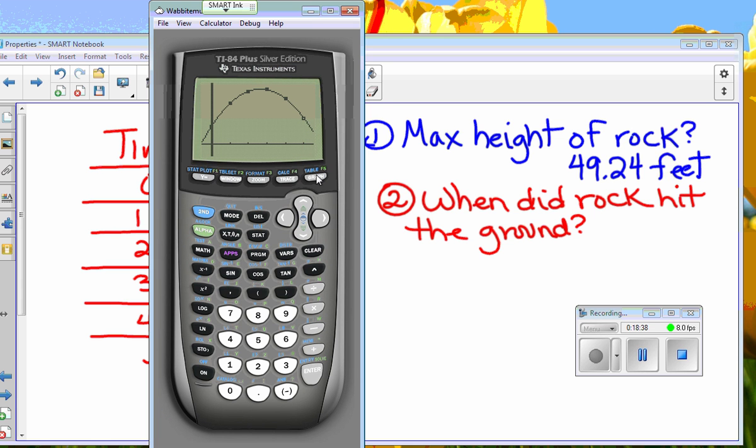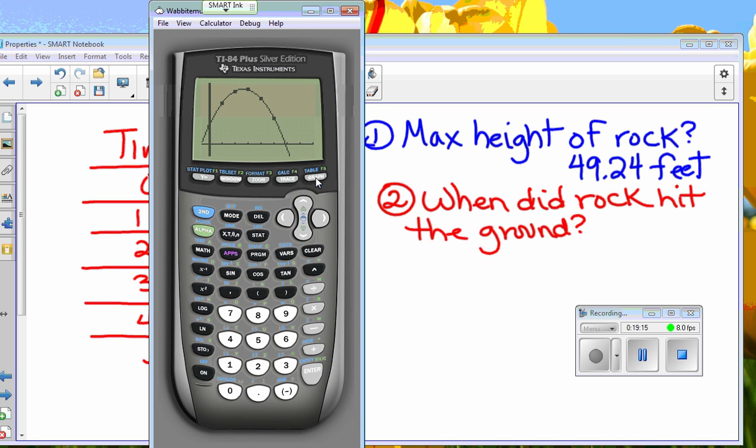When did the rock hit the ground? Well, somewhere down here, but I can't see it. So I have to adjust my window to make it more to the right. So I'm going to make my x's go more to the right. If I go to my window, I want my x max to be bigger than 5.5. I don't know, what do you think, 8? Does that work? Let's try it. So what I'm looking for is when it hits the ground. Do you see where it hits the ground right now? As long as you can see it, we can find it.